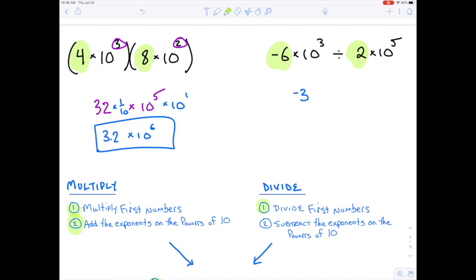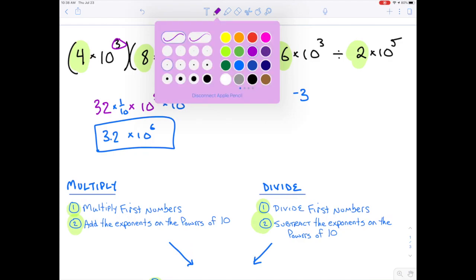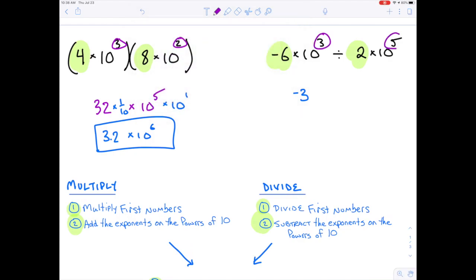All right. Step number 2, subtract the exponents because that's what you do when you deal with division. So we're going to take our exponents of, let's go back to purple here, 3 and 5. 3 minus 5 is negative 2. So 10 to the negative second.